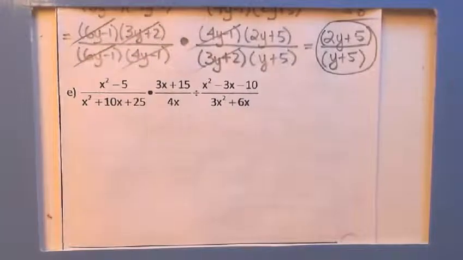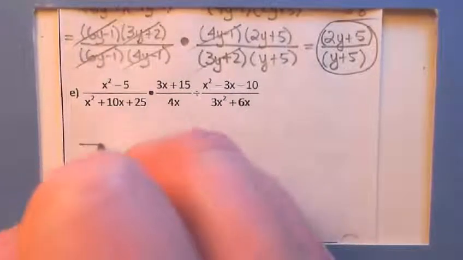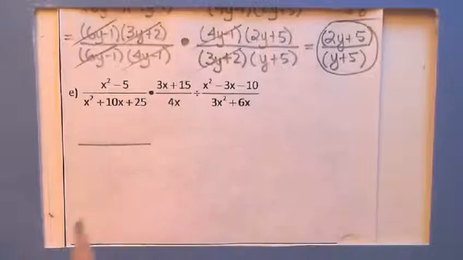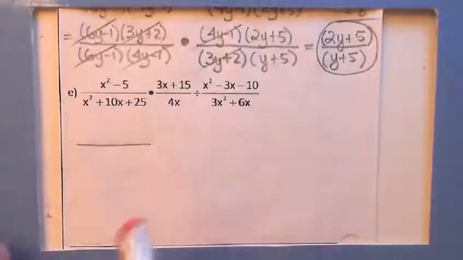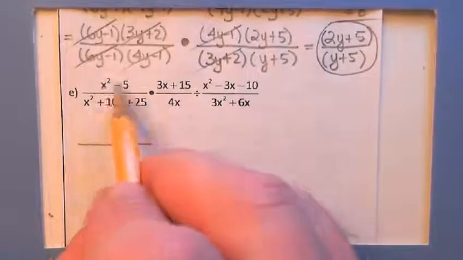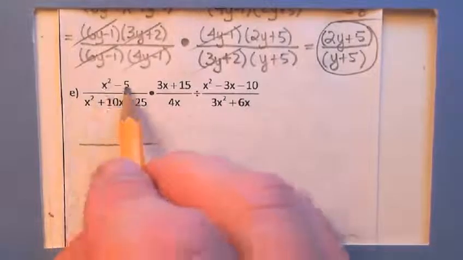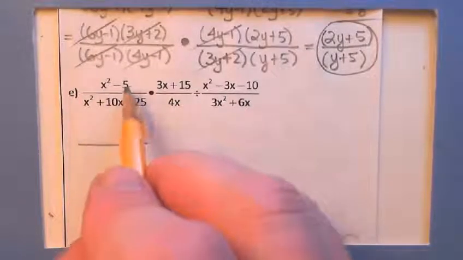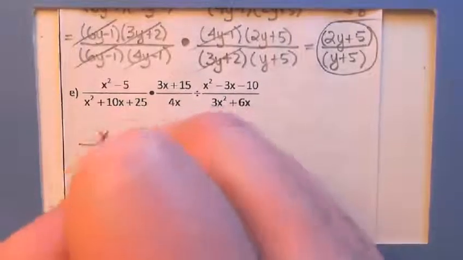Alright, so again, always factor first, and then worry about canceling later. Okay? So if I look at this problem right here, the first one, I thought it was going to be a special factor, but no, it's not a special factor because this is not a perfect square. So that means we just leave it like that.